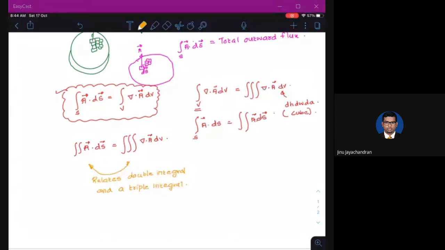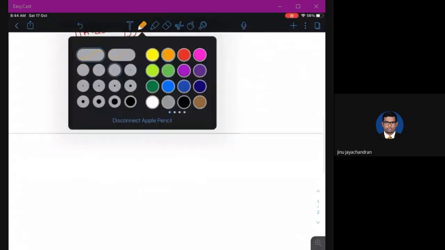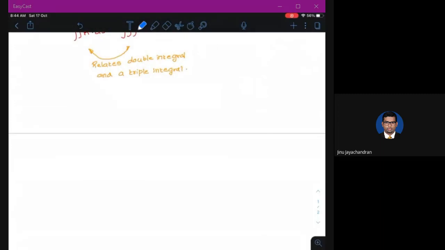Because whenever we need to do some amount of numerical things, if we have a triple integral, it might be very difficult to do. But instead, if we convert to some kind of a double integral, it might be easier to do the numerical calculations. So the divergence theorem relates a double integral to a triple integral through the divergence and the surface integral. Okay, that is about the divergence theorem. Next, we look at a new operation called curl.